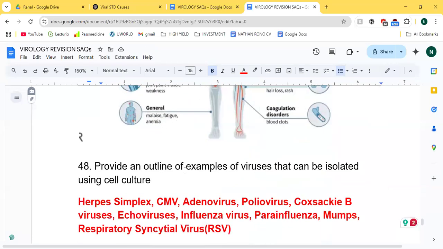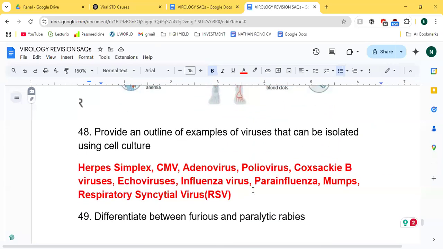And then provide an outline of examples of viruses that can be isolated using cell culture. Lifted from your notes, we have herpes, CMV, adenovirus, polio, Coxsackie, echo, influenza, parainfluenza, mumps, and RSV, which is respiratory syncytial virus. There are very many techniques for cell culture, but I don't think they can ask you that. Maybe just knowing the viruses that can be isolated through cell culture.